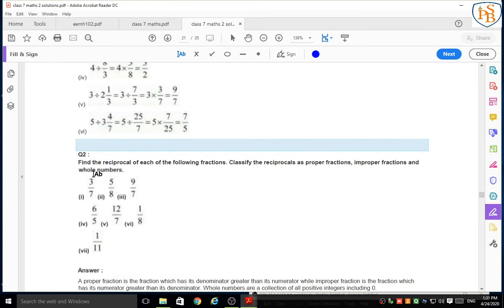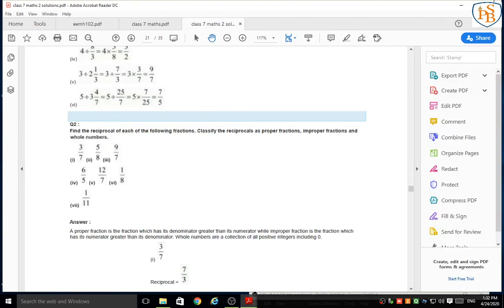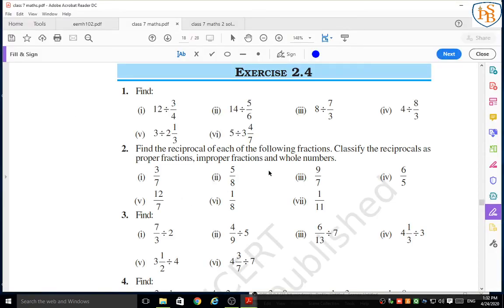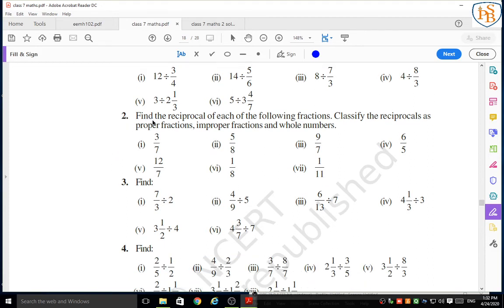The question 2 is find the reciprocal of each of the following fractions. Classify their reciprocal as a proper fraction, improper fraction, and whole number. I think you are not able to see this clearly. Here I am going to show you the actual page of a textbook. Look at here carefully. Okay, now are you able to see this clearly? Okay, very good. The second question, find the reciprocal of each of the following fractions. Classify the reciprocal as proper fraction, improper fraction and whole numbers.